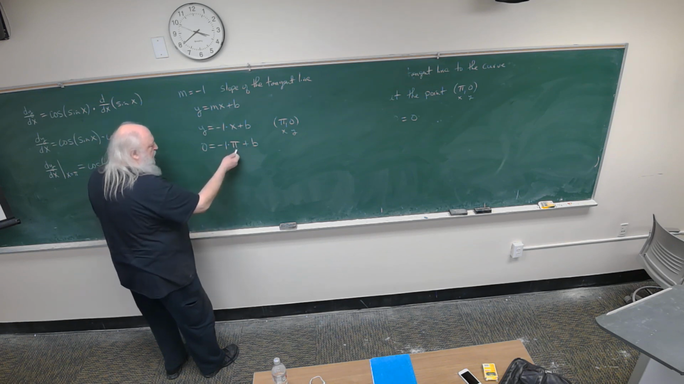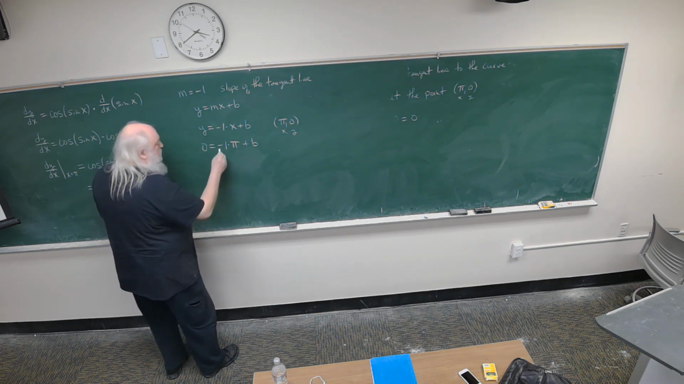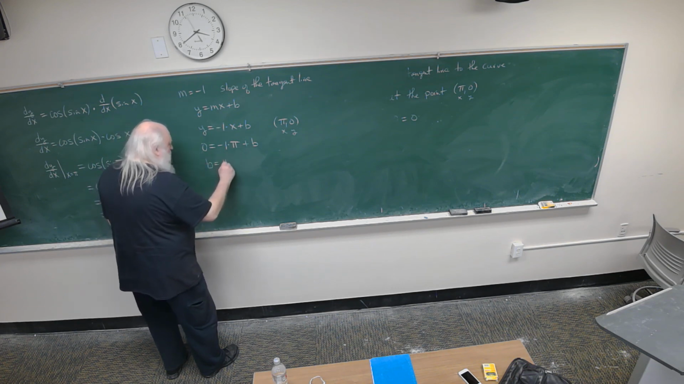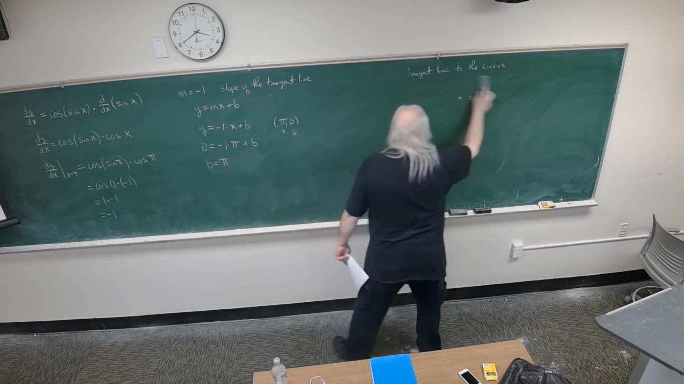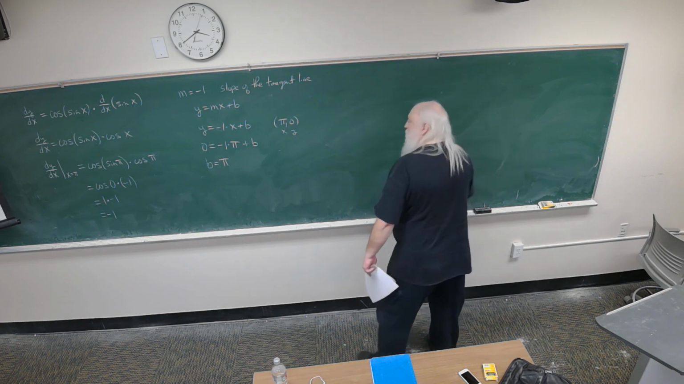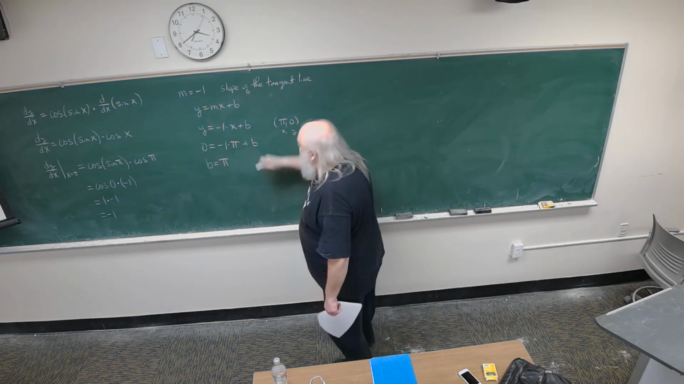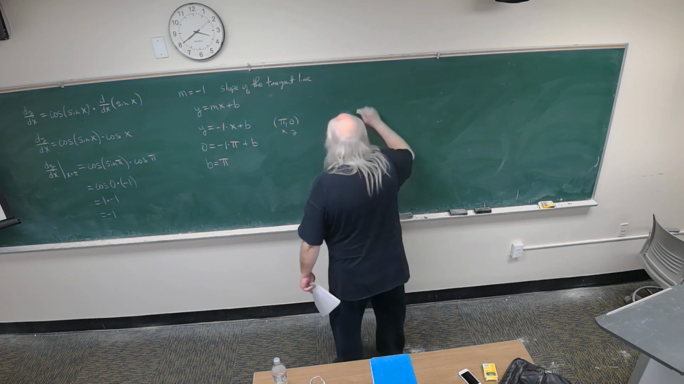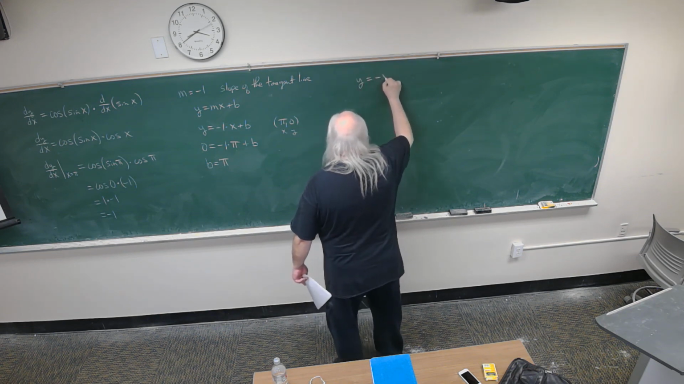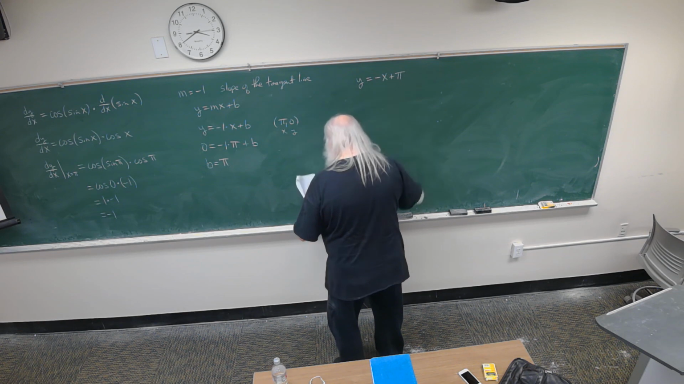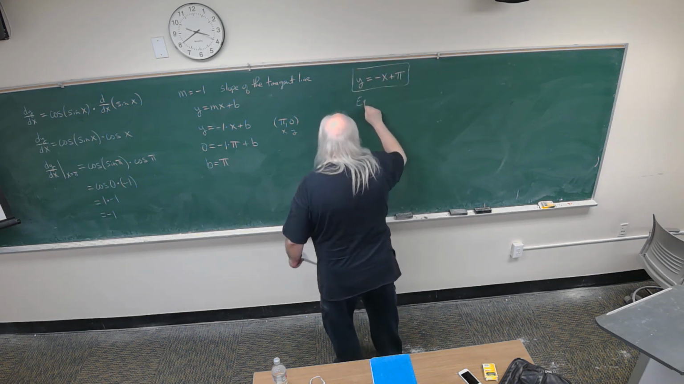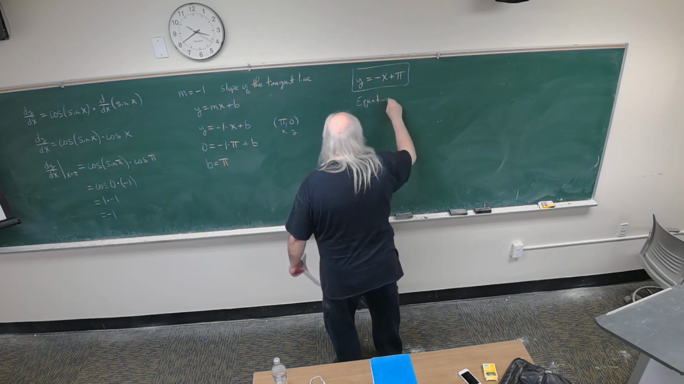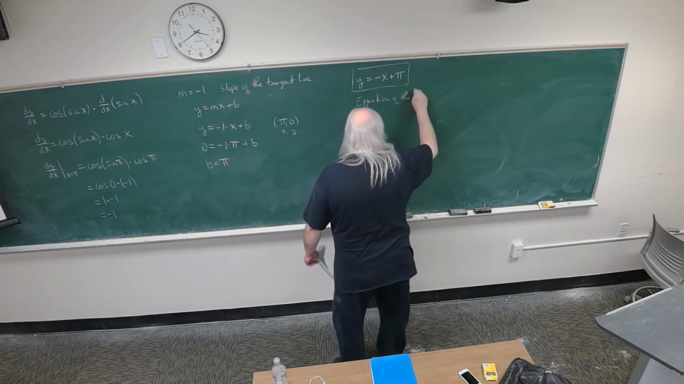Well, -1 times pi is minus pi. So we add pi to both sides, and you get b is equal to pi. So putting pi in for b right here, we have y is equal to -x plus pi. That's the equation of the tangent line.